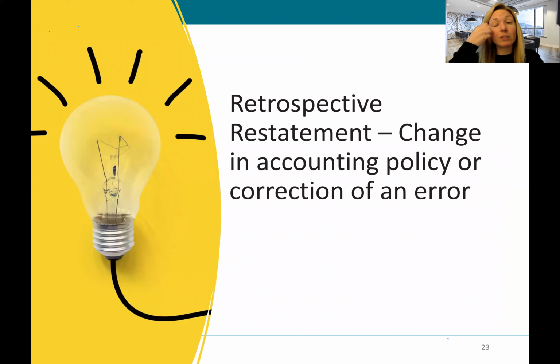Okay, so let's talk about retrospective restatement. So let's talk about how we would account for a change in an accounting policy or the correction of an error, because those are the two that we're going to need to account for retrospectively.